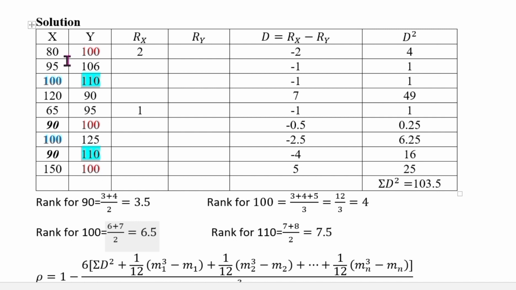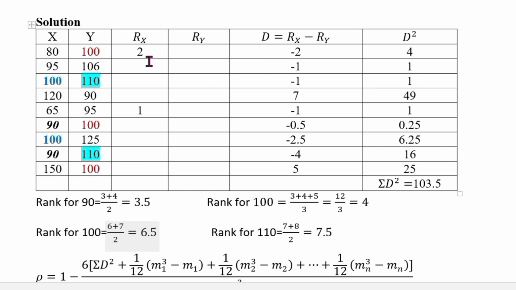If we start ranking the values of X from the least to the greatest, from the lowest to the highest, we shall have the least being 65, and that will be ranked 1. Then followed by 80, which will be ranked 2.